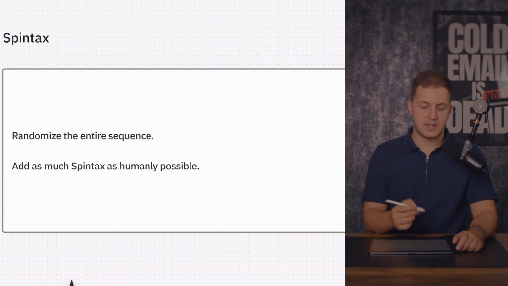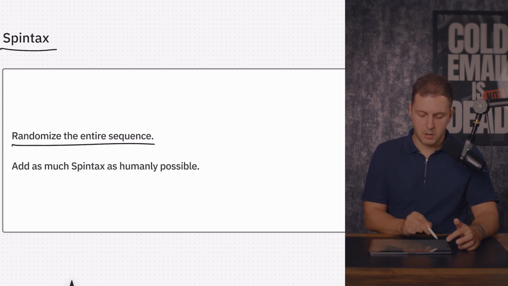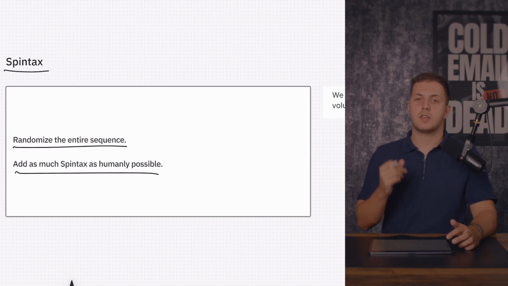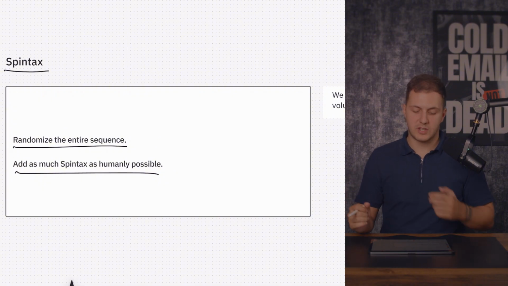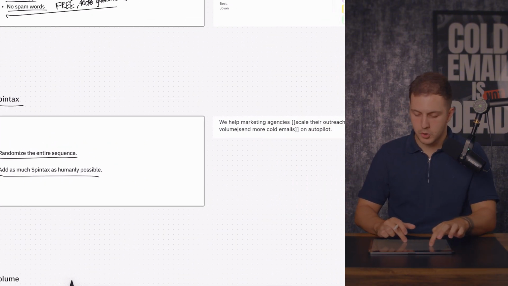Now, once your copy is personalized and you removed all the spam words and everything like that, what we want to do is add some spin text to the copy. Spin text is short for spinning syntax. What this means is we want to randomize the sequence, because if you were sending emails manually, I can guarantee no two emails would be the same, which is exactly what we want to do even with automated emails. Let me show you how it works.